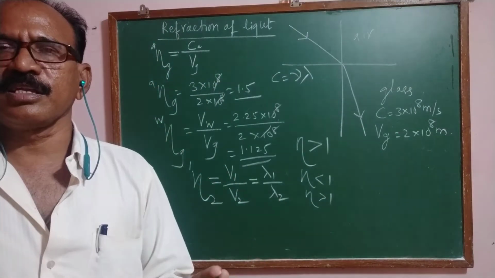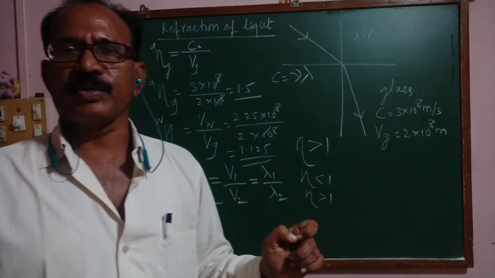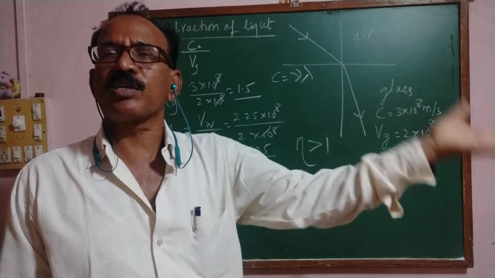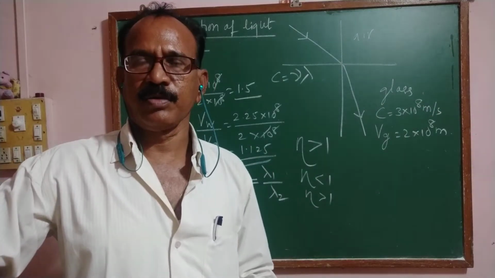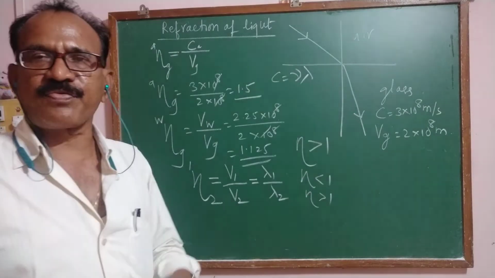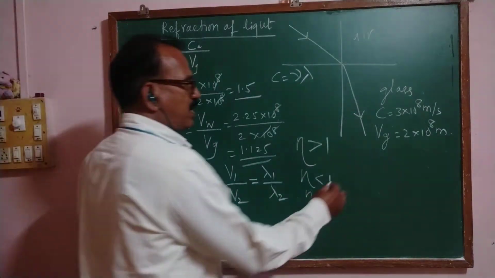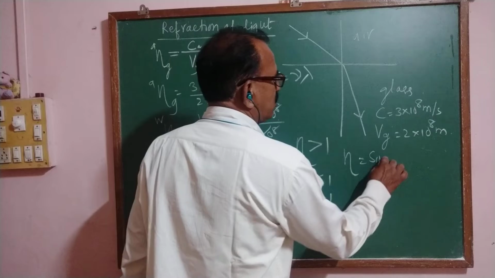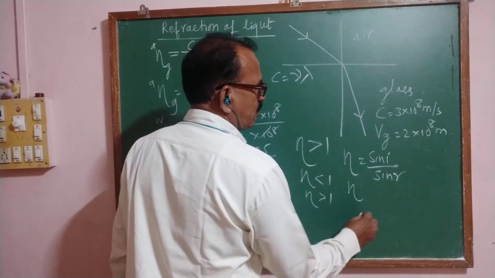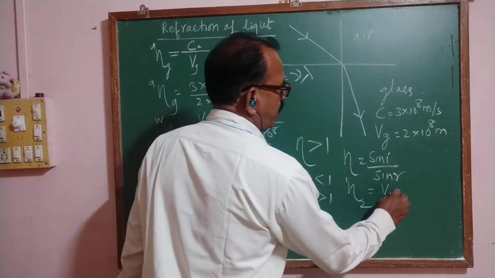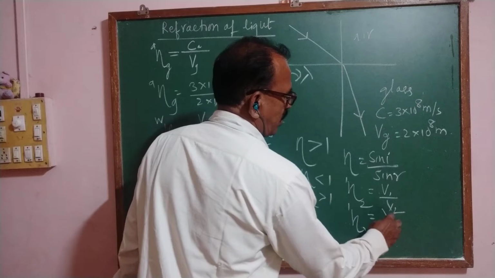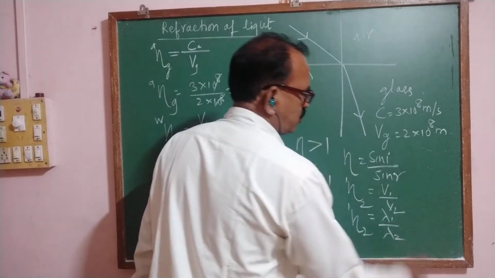So with the help of the refractive index we can see how much the medium is denser with respect to another. More the denser, less will be the velocity. So we have the formulas to find out the refractive index. 3 formulae are there. Number 1, eta is equal to sin i upon sin r. This is called as Snell's law. Number 2, eta 2 with respect to 1 is equal to v1 upon v2. And third one, eta 2 with respect to 1 is equal to lambda 1 upon lambda 2.